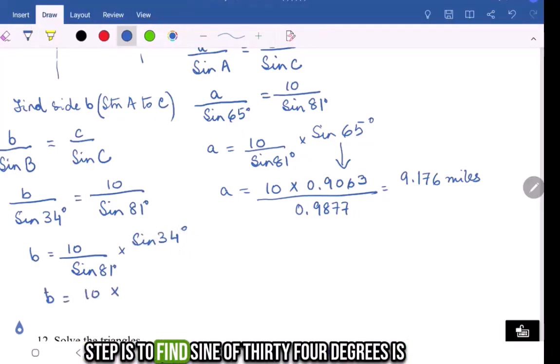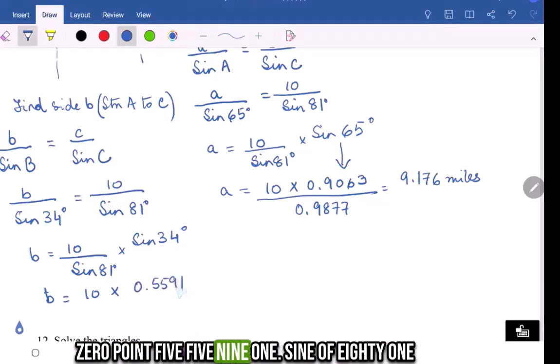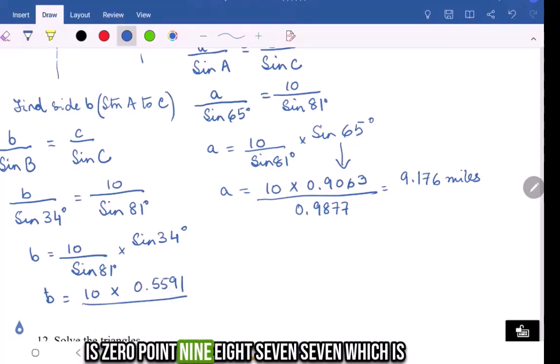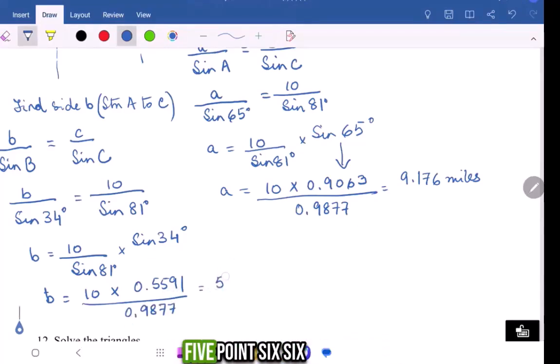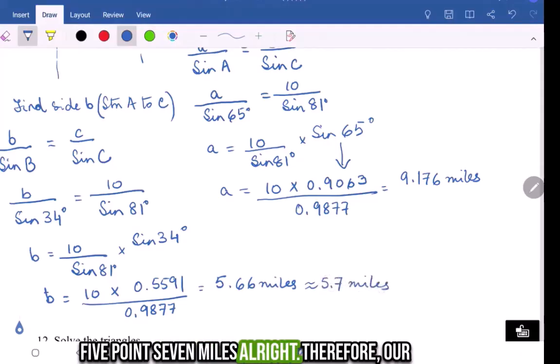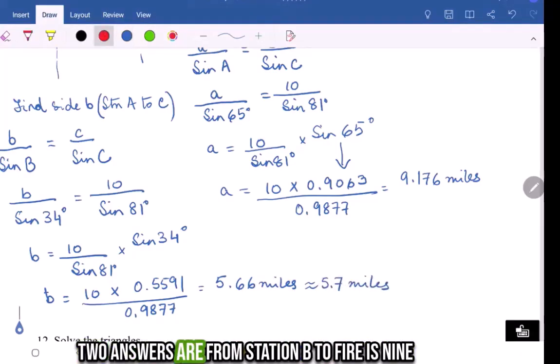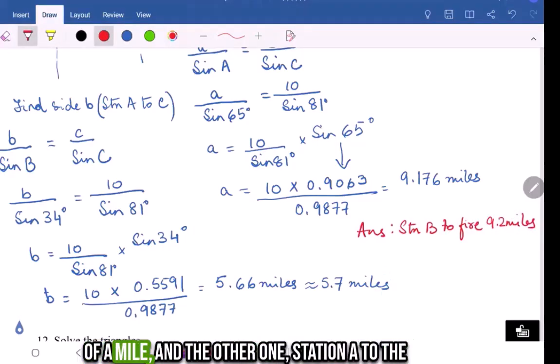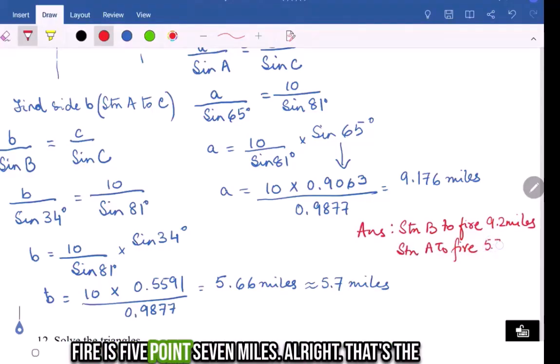Next step is to find sine of 34 degrees, which is 0.5591. Sine of 81 degrees is 0.9877, which gives 5.66 miles. Rounded to the nearest tenth, it would be 5.7 miles. All right, therefore, our two answers are: from station B to the fire is 9.2 miles rounded to the nearest tenth of a mile, and the other one, station A to the fire, is 5.7 miles.